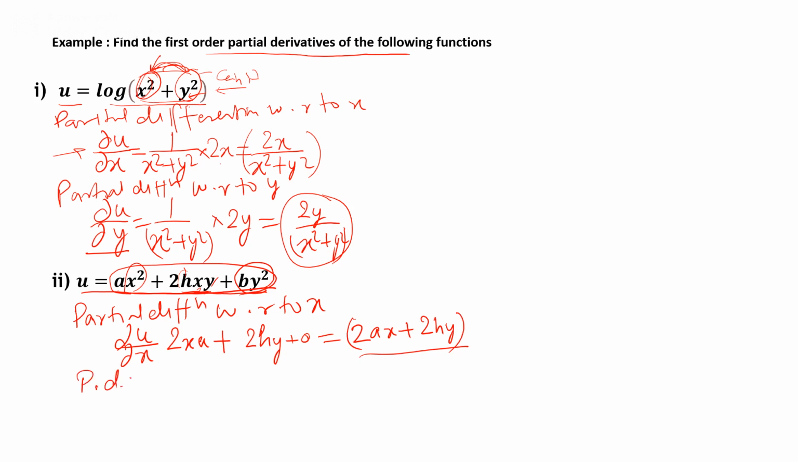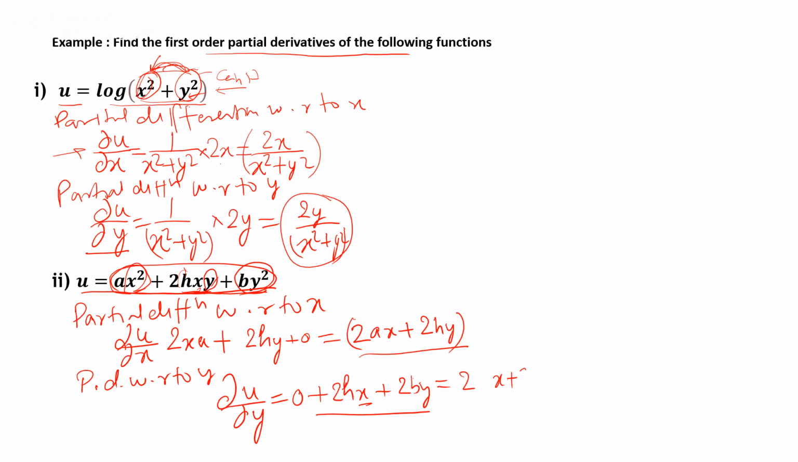In a similar way we can take the partial derivative with respect to y. We write del u upon del y, now treating x as a constant, so the first term is completely constant, we write 0 here. The derivative of y is 1, so we write 2hx, remember x is constant here. Now the derivative of by square is 2by, so the derivative with respect to y is 2hx plus 2by. So in that way we can find the partial differentiation of any function.